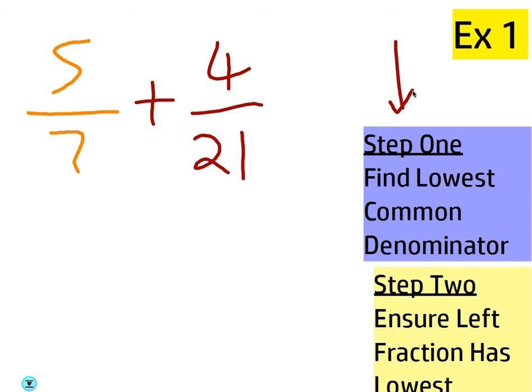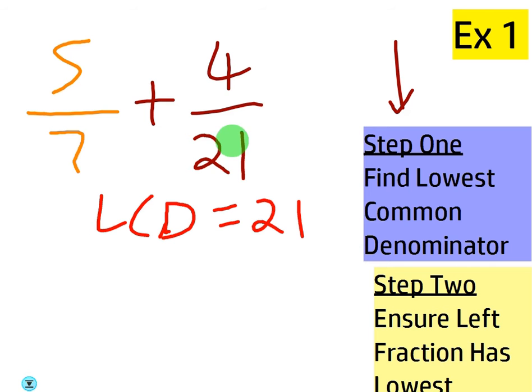So what's the smallest number that both 7 and 21 go into? Anybody? Smallest number that 7 and 21 go into? 21. Not the greatest common factor. Remember, the least common multiple has to be at least as big as the biggest number. So 7 goes into 21 3 times. 21 goes into 21 once. So that's going to be our, I'm just going to write LCM equals 21. Or LCD, sorry, least common denominator.